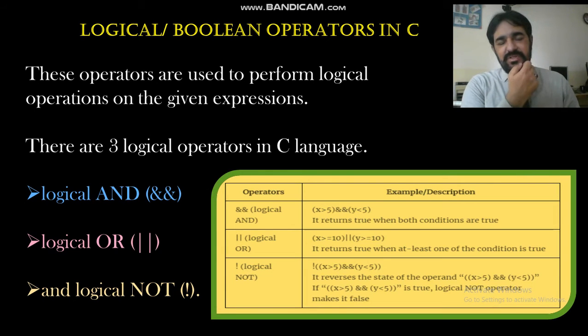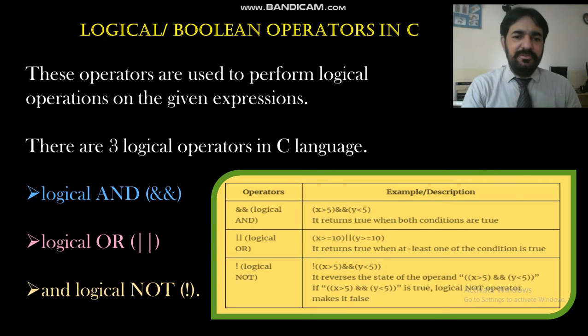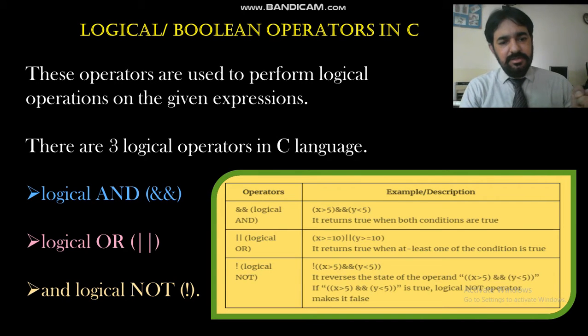Then we have logical or boolean operators in C language. Logical operators we have studied in our previous classes. They are used to perform logical operations on the given expressions. If expressions are given, then you can perform different kinds of operations like logical AND, logical OR, and logical NOT. So these are the three main logic gates.